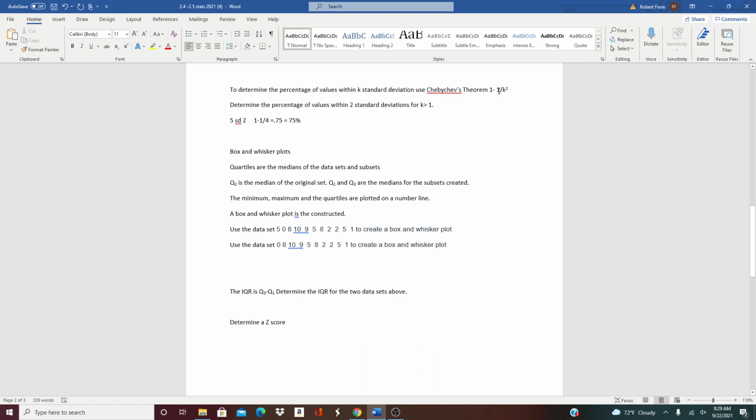Again, that was 1 minus 1 over 2 squared, which is 4, and 1 minus 1/4 is 0.75, which is 75%. Let's move on to a box and whisker plot.